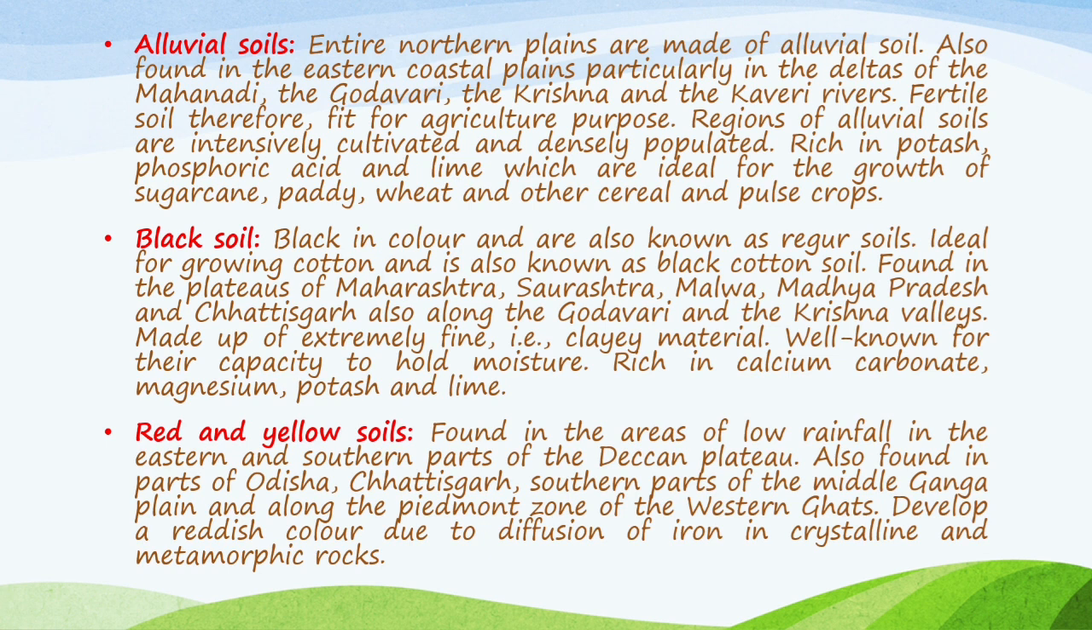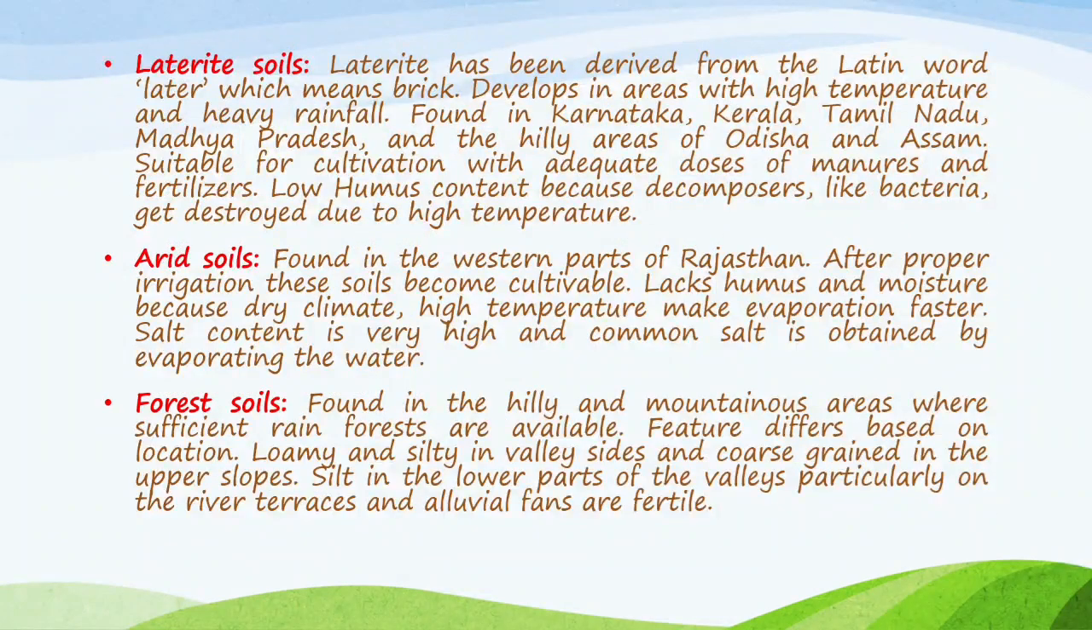Next is your red and yellow soil. These soils are found where we find low rainfall. These kinds of soil are found in the Deccan Plateau, and develop a reddish color due to the diffusion of iron in crystalline and metamorphic rocks. The Deccan Plateau is good in minerals. Once these minerals get diffused with the soil, they change the color into red.